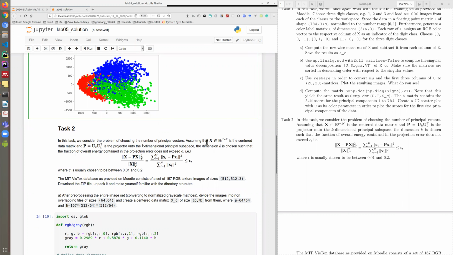So what we do is, assuming X is P cross N, the centered data matrix, and the projection is U_k U transpose, the same as the definition of the projector into a k dimensional subspace, the dimension k is chosen such that the fraction of energy does not exceed epsilon.